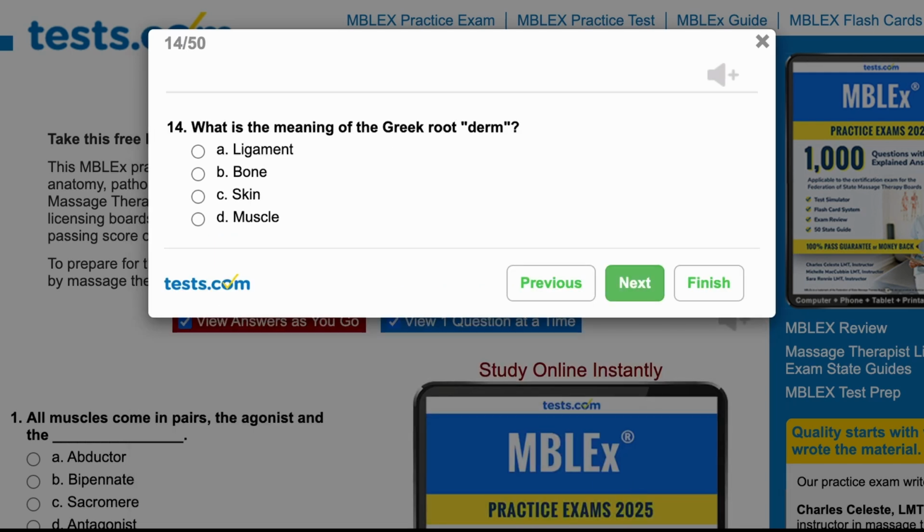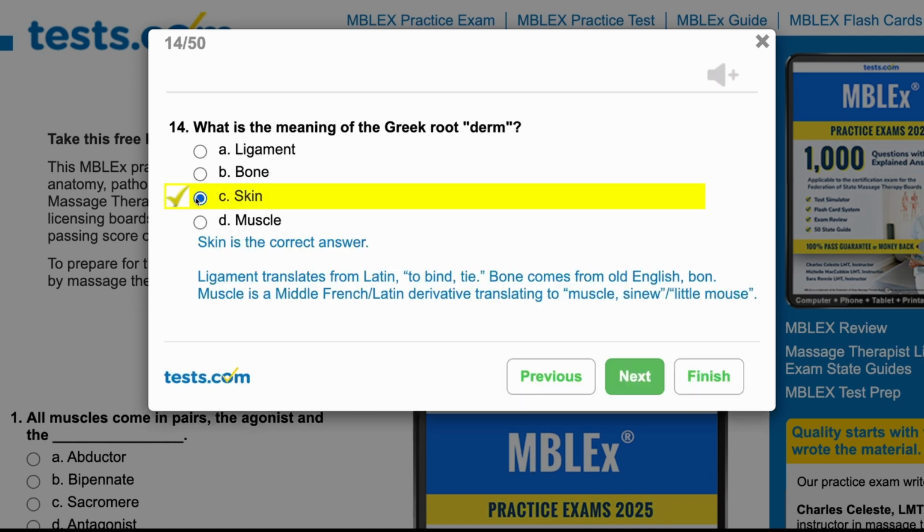Question 14. What is the meaning of the Greek root derm? A. Ligament, B. Bone, C. Skin, or D. Muscle? C. Skin is the correct answer. Ligament translates from Latin to bind, tie. Bone comes from Old English, bon. Muscle is a Middle French and/or Latin derivative, translating to muscle, sinew, and/or little mouse.